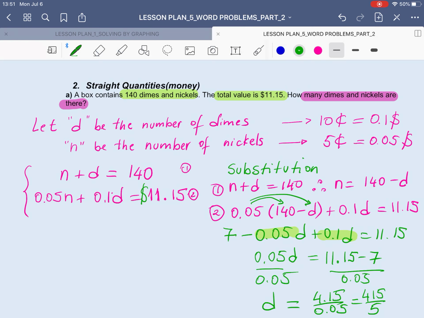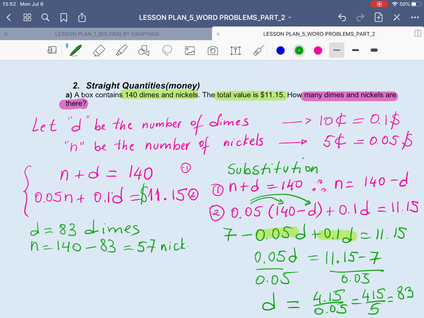And then 415 by 5 is equal to, 5 goes into 41 8 times, and then 0 times into, and then 3. So I think that would be 3, okay? 5 times 3, 15, 5 times 8, 40, yeah, 83. So there are 83 dimes in there. So if there are 83 dimes, then that means the number of nickels would be 140 minus 83.